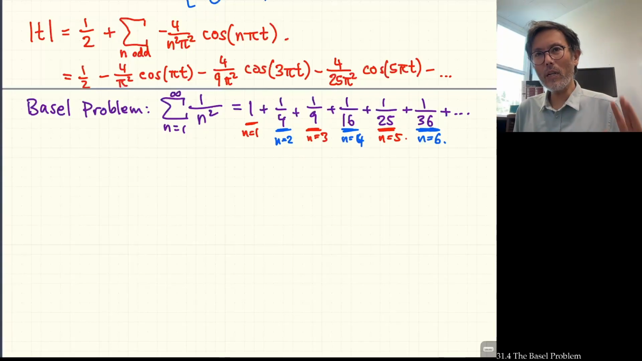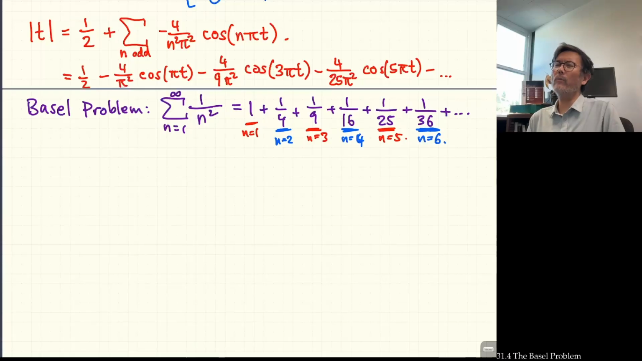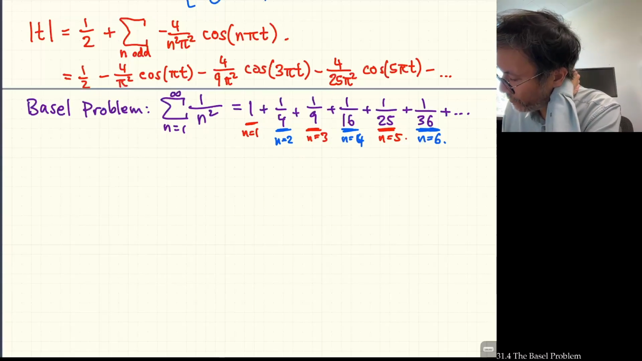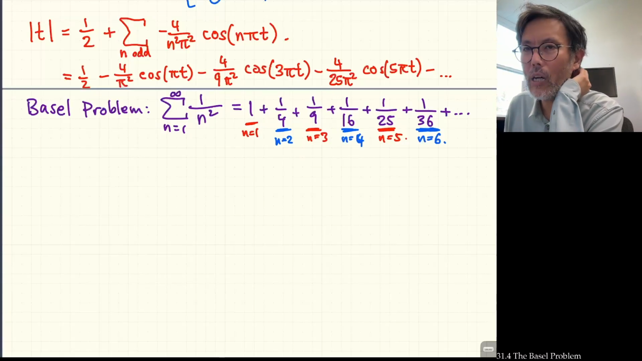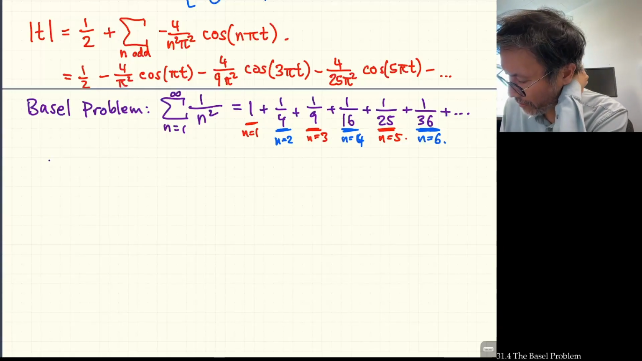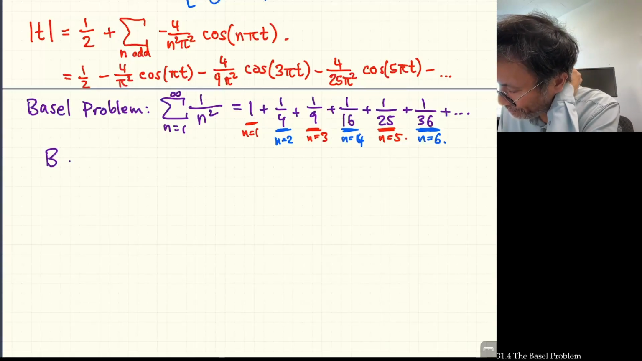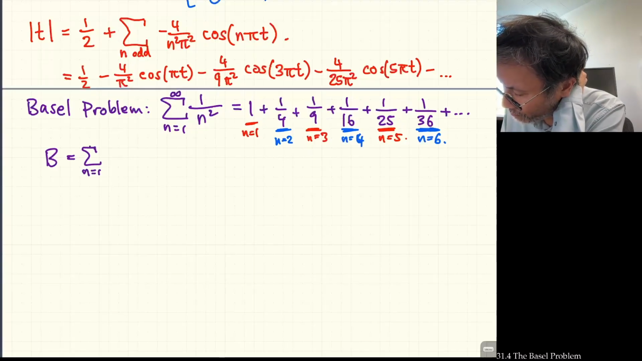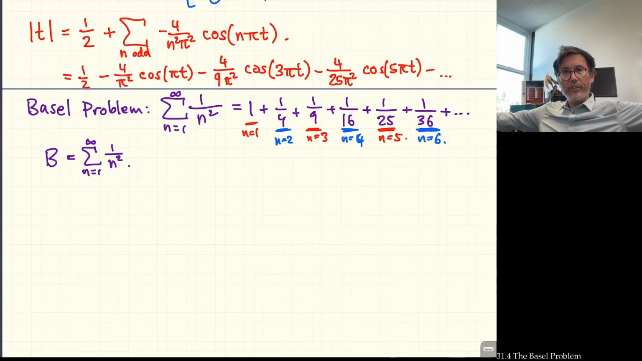Okay, so here's what I'm going to do. Here's my funny move. Is it funny? Well, I'm not sure. I'm going to call the value of this infinite sum here, I'm going to give it a name. No, let's call it B for Basel. So that's all the terms.